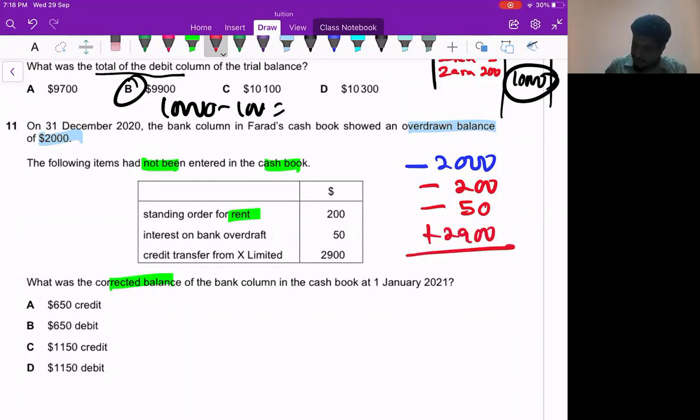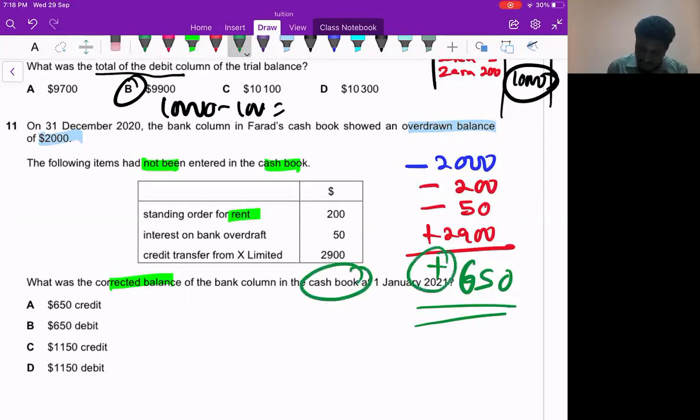So what's the closing balance? Negative 2,000 minus 200 minus 50 and then plus 2,900. I get a positive 650. If you get a positive number, that's a debit balance. Cash book, positive means it's a debit. So the answer is debit 650, which is B. Question number 11, it's quite a straightforward question.